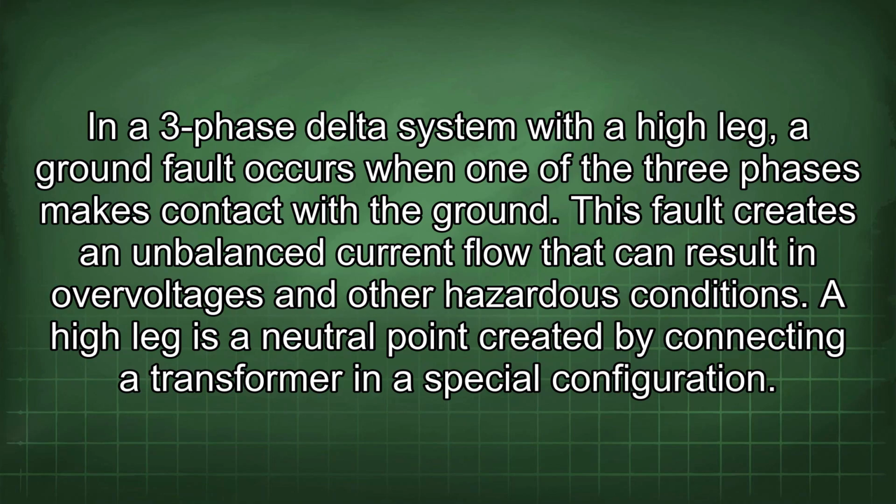In a three-phase delta system with a high leg, a ground fault occurs when one of the three phases makes contact with the ground. This fault creates an unbalanced current flow that can result in overvoltages and other hazardous conditions. A high leg is a neutral point created by connecting a transformer in a special configuration.